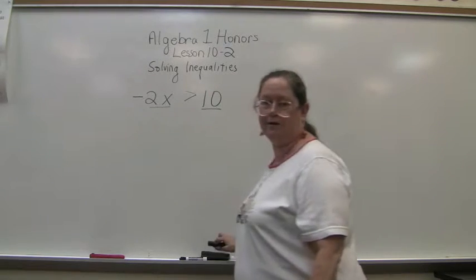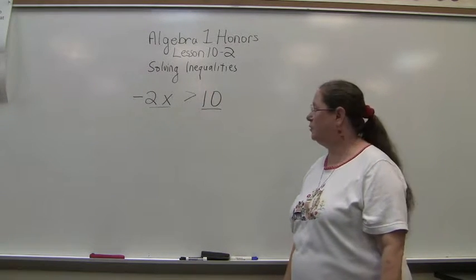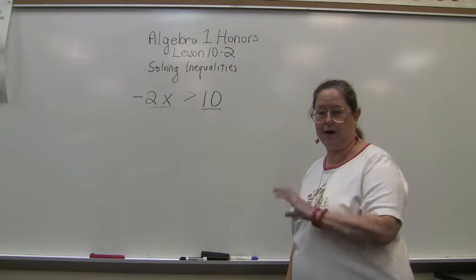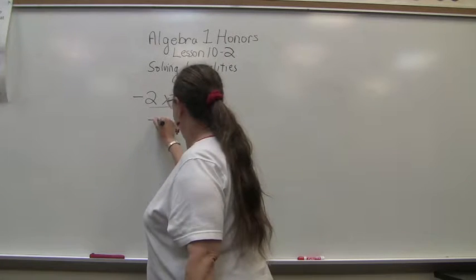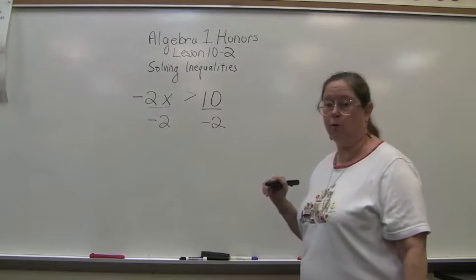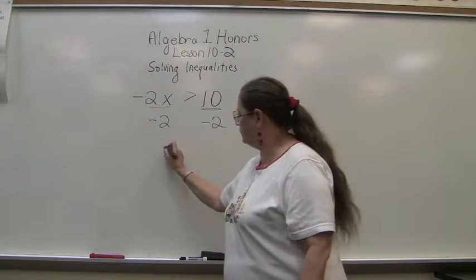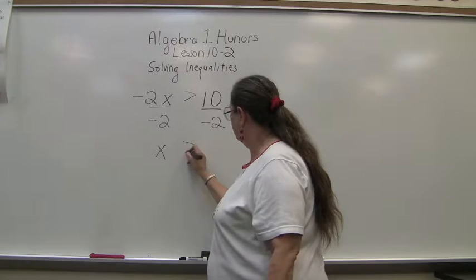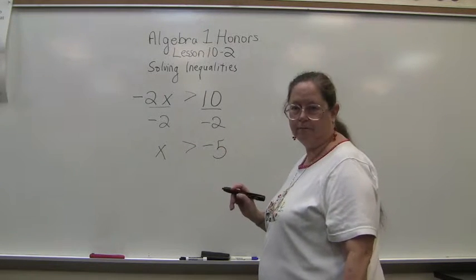Let's make that a negative number in front of the x. So now we have to divide both sides by negative 2, which is what we would do if it were an equality, right? Negative 2 divided by negative 2 gives me just my x here. And over here I get a negative 5.